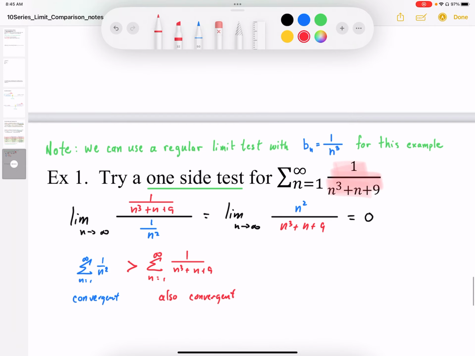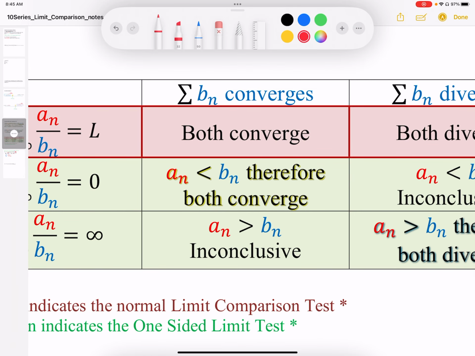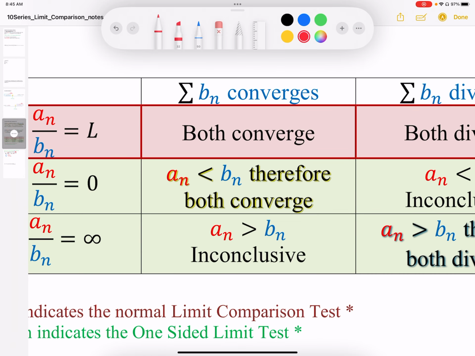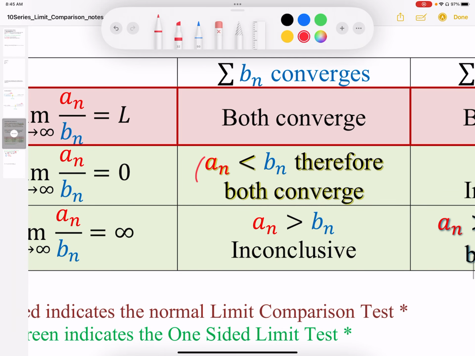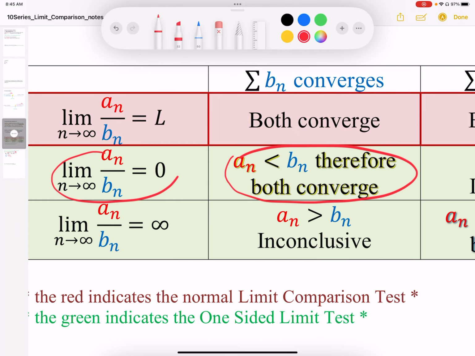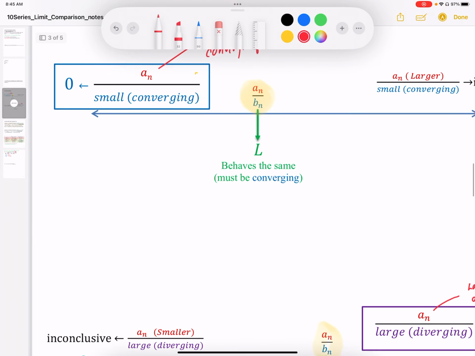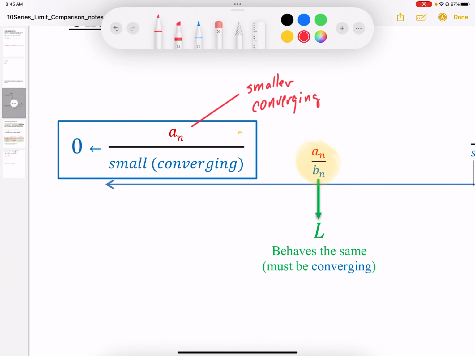Okay? So then what we've seen is that we've actually used this one here. We have bn being convergent and an is less than bn, therefore they both converge because we ended up with this limit of 0. On our chart here, we tested this side, the left side here. We had a converging series or sequence in the denominator. Our limit was 0, so that means that the an was smaller, so it must also be converging.